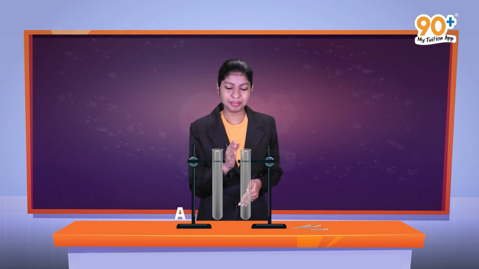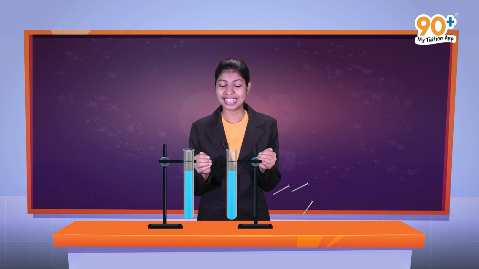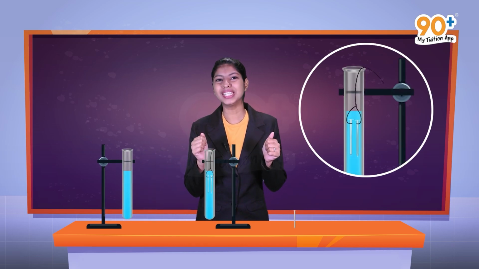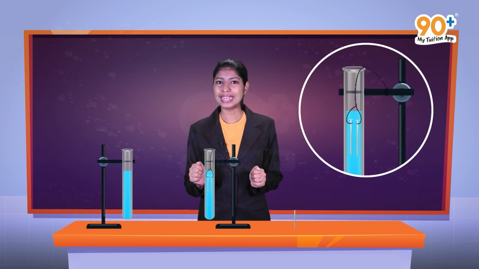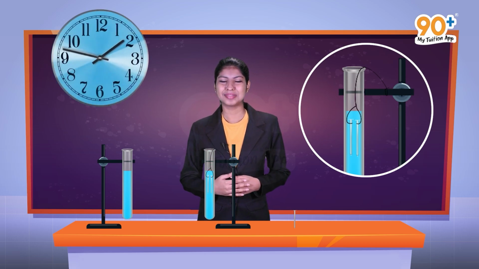Here I have 3 iron nails. Now let's rub them using sandpaper. And let me take 2 test tubes and name them A and B. Let's fill these test tubes with 10 ml of copper sulfate solution. Now let's immerse 2 iron nails in test tube B for 20 minutes. Also, we can keep 1 iron nail aside for comparison.